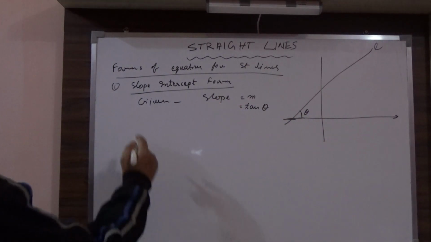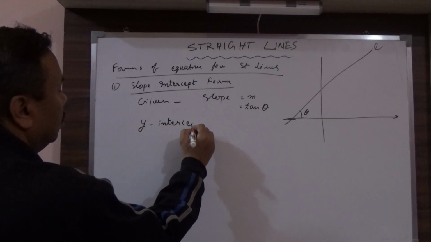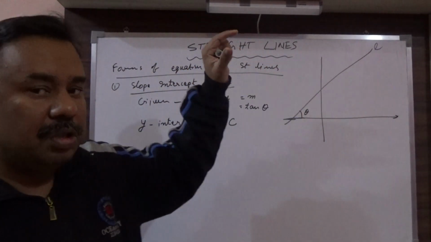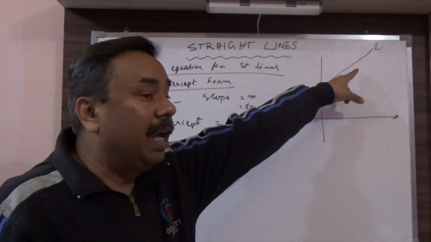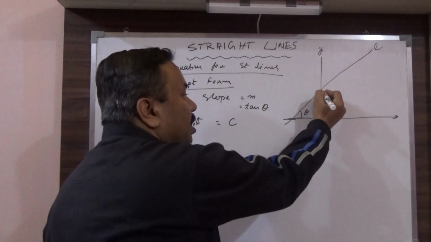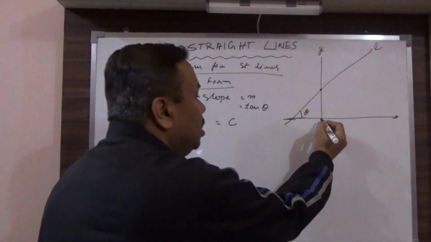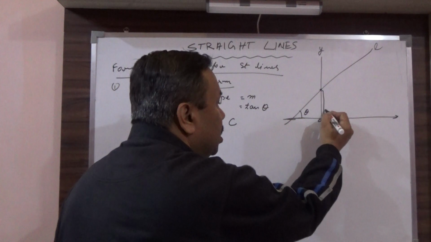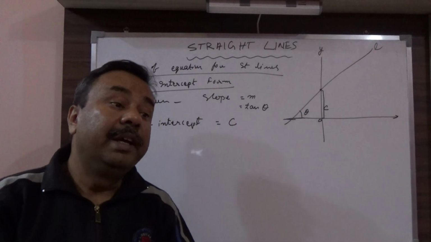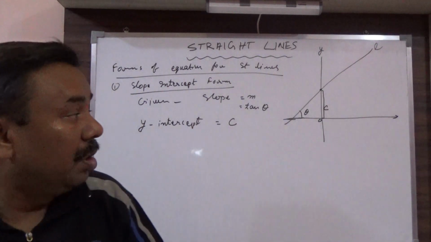The second thing that will be given to you is the y-intercept, which will be represented by c. The y-intercept is the distance of the point of intersection of this line with the y-axis from the origin. This point is the point of intersection, and this distance from the origin is c. So these two pieces of information are given to you and you have to find the equation of the line.